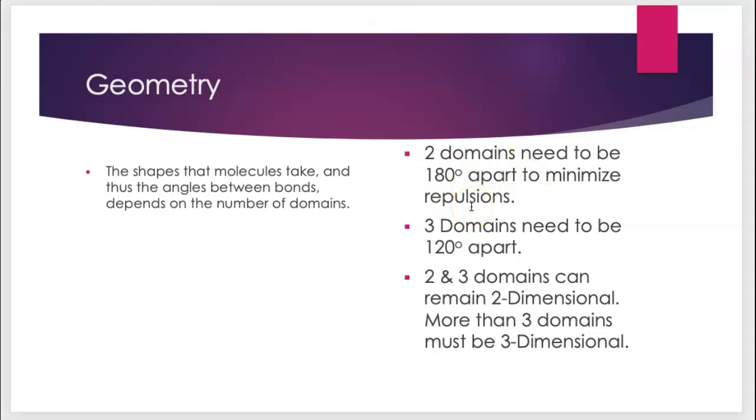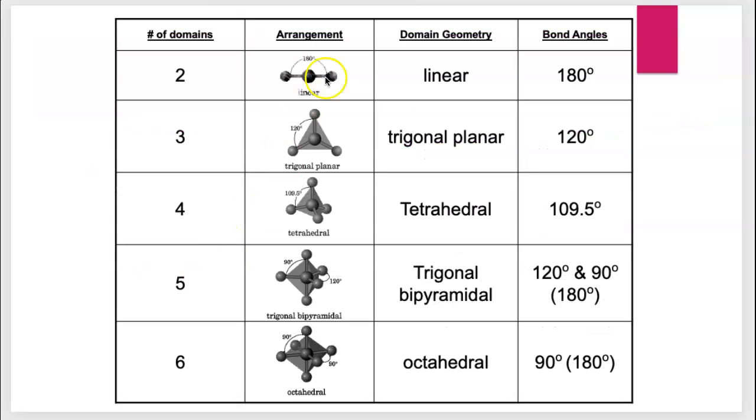If I go to 3 domains, now I'm putting them out to 120 degrees. When you go to 4 domains, you might think that it would be 90 degrees, but once we get out to 4 domains, now we start going 3-dimensional. 3-dimensional geometry is a bit of a pain in the butt. So when we talk about this domain geometry, it's really just related to the number of domains. When there's 2 domains, we call it linear because it is 180 degrees apart. When there's 3 domains, we call it trigonal planar. There are 3 equal angles of 120 degrees in that flat molecule.